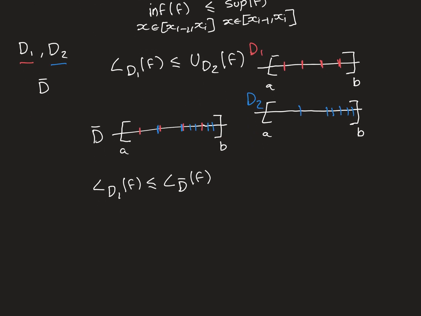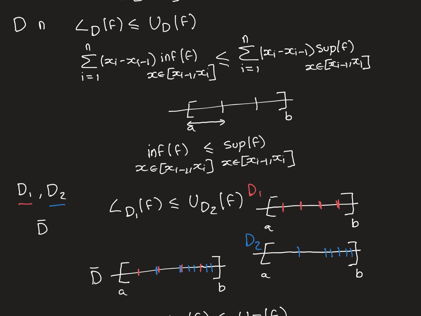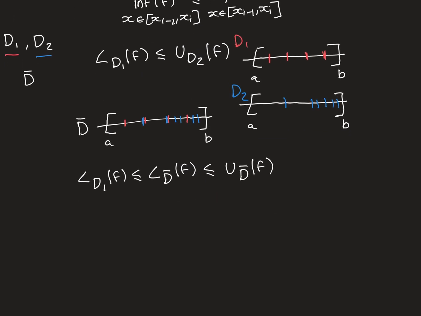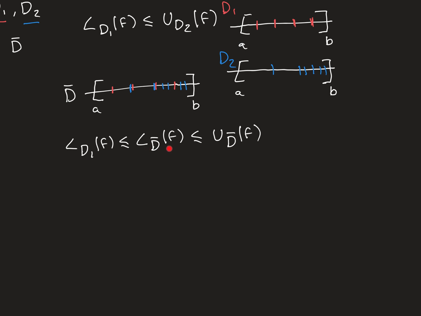So we've shown that if D bar is a refinement of D1, then the lower Riemann sum over the refined dissection is greater than or equal to the lower Riemann sum over the original dissection. We also know that the lower Riemann sum over the refined dissection D bar is less than or equal to, and again I'm switching notation back to the capital S, the upper Riemann sum over that refined dissection D bar. That's what we've just talked about here. If you take any dissection, the lower Riemann sum over that dissection is less than or equal to the upper Riemann sum over that dissection.